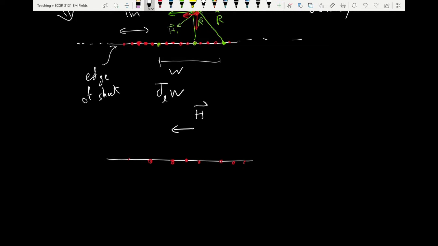And then from underneath the sheet, again using the Biot-Savart law, the current is flowing out, the directional element is flowing out, and the position vector is going down. Using the right-hand rule, the field should be pointing in this direction.